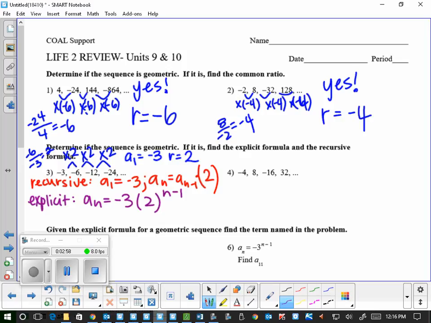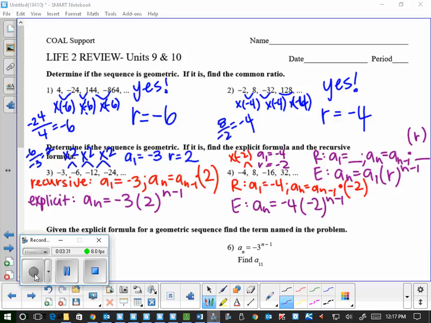I'm going to write your formulas real fast. Your recursive is a sub 1 equals blank, a sub n equals a sub n minus 1 times blank, which is your common ratio. And then your explicit is a sub n equals a sub 1 times r to the n minus 1. Go ahead now and try number 4. Here are the answers to number 4, your recursive formula and your explicit formula. Check your work, please.